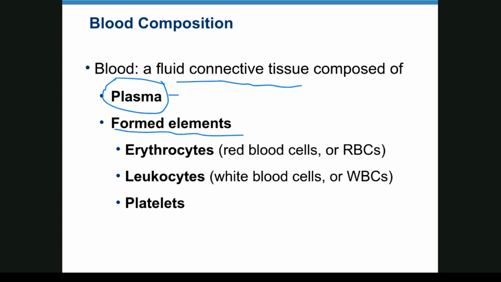The formed elements are called formed elements because they're particles, but they're not necessarily whole cells. Now, the leukocytes are whole cells, white blood cells. Erythrocytes are your red blood cells, and platelets or thrombocytes are just little particles of cells.